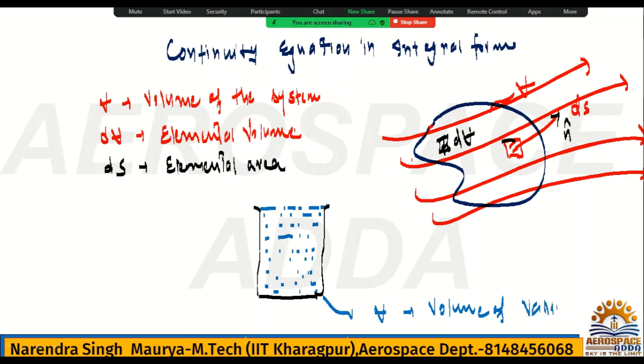Volume of vessel, okay. Now just think about it. There is the small hole. This is the small hole, and this is nothing but ds. Yes or no? This is nothing but elemental area ds. There is the small hole. So from this small hole, what will happen? That water will come down. That water will come out, right?